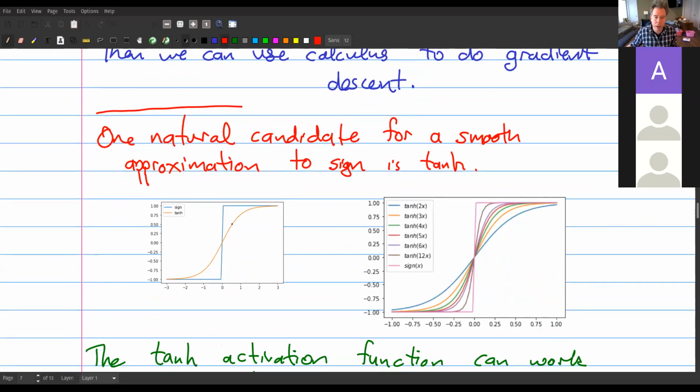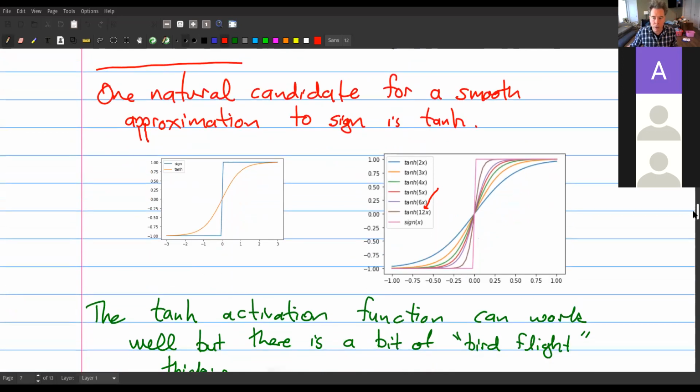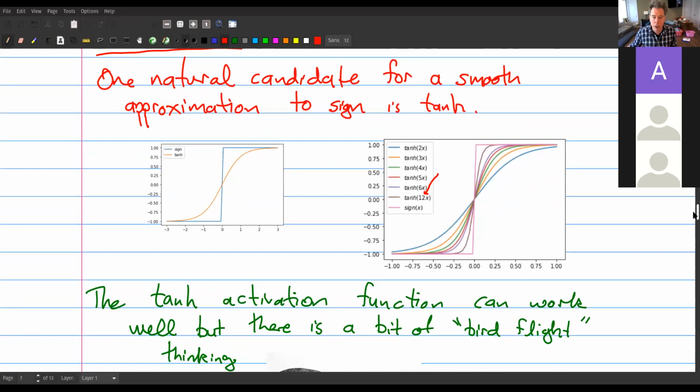So here are some plots. This blue plot here is the sign function, and notice that it's pretty well approximated by hyperbolic tangent. The approximation can get as good as you want by putting in little multiples here. As the size of this multiple increases, this function becomes the sign function in the limit. So you can approximate the sign function as closely as you want using hyperbolic tangent. So we're going to use the hyperbolic tangent activation function, which is a pretty common choice.